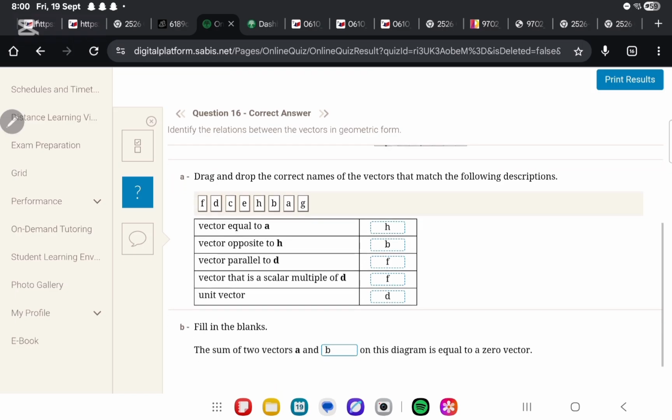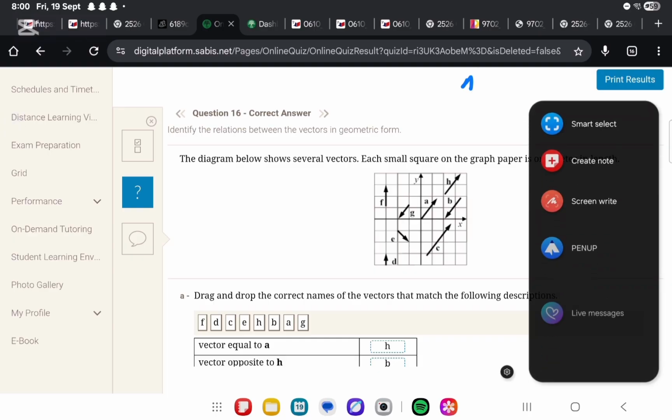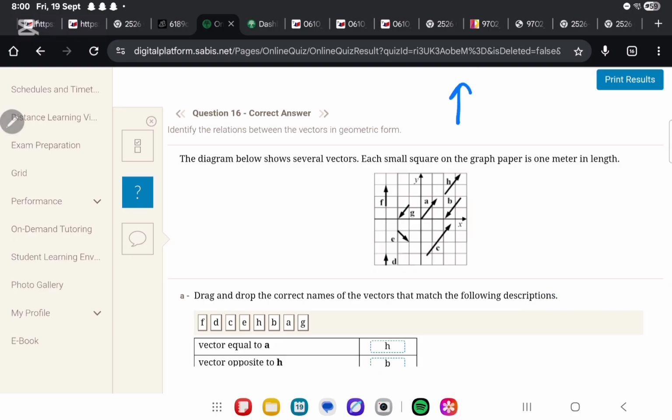Okay. Moving on, the sum of two vectors A and B on this diagram is equal to a zero vector. Okay, so how do I have two vectors that add up? So let's say I have A here, and then I have this as B, right? A and B are the same in magnitude. Just so no one gets confused, don't tell me one is longer than the other. No, I'm just a terrible drawer. They have the same magnitude, they're the same length.